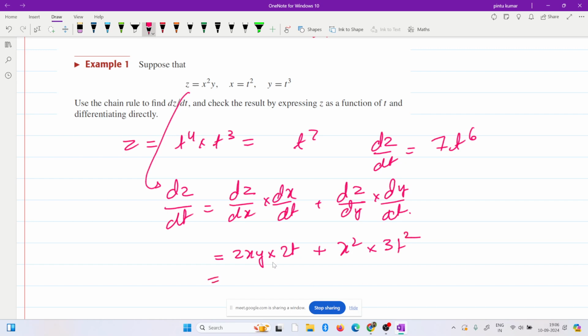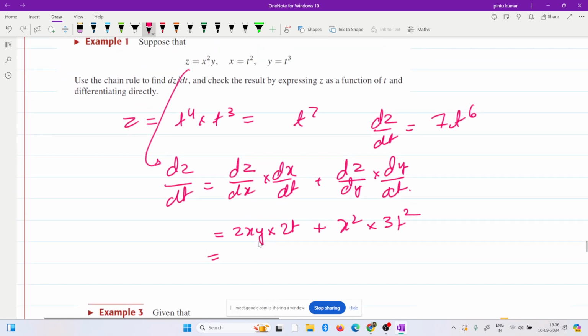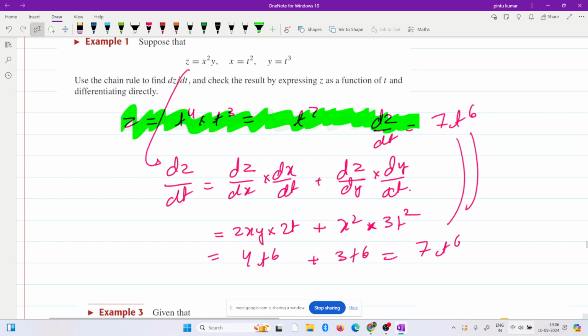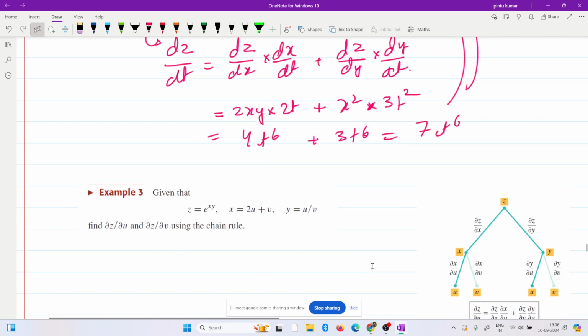Now you replace the values of x and y. This is t square into t cube, t to the power 5, into 2t, this is t to the power 6. So this is 4 t to the power 6 plus x square is t to the power 4, times 3t square is t to the power 6, plus 3t to the power 6 is 7t to the power 6. So you are getting the same answer, but calculating straight away like this might not always be great when you have complex functions. Right now we had simple things, so it was okay.